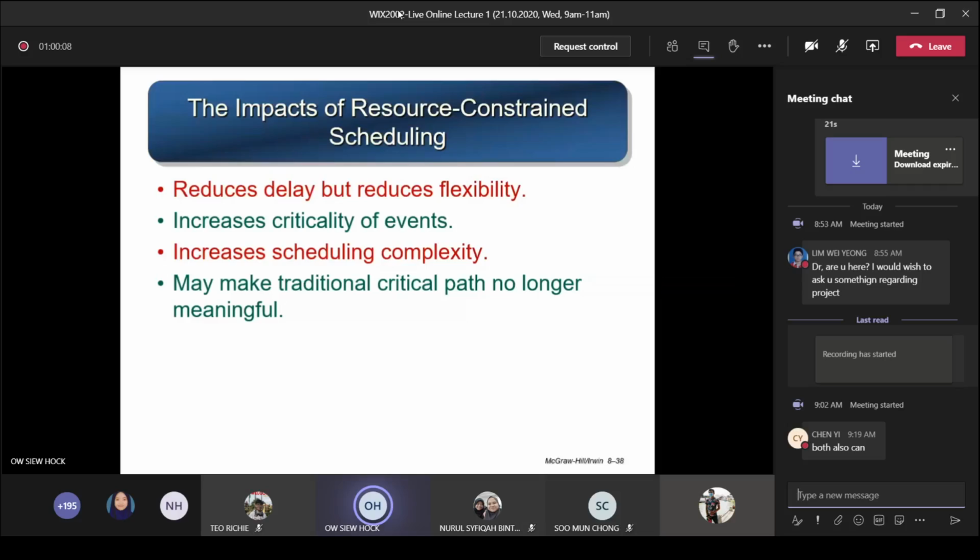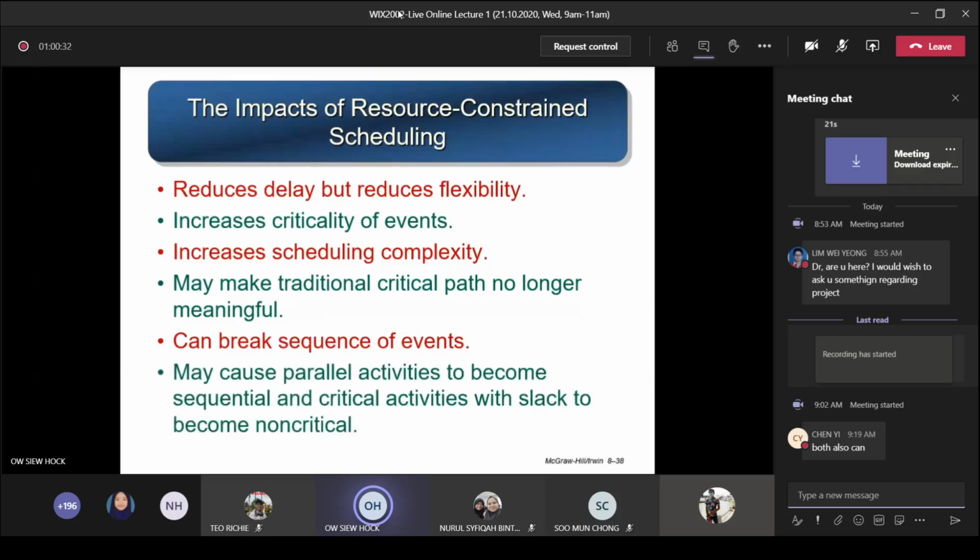And this may make the traditional critical path no longer meaningful. So originally it was 2, 5, 9, 13. Now it's changed, become 2, 3, 9, 13. And then it's not a continuous path. It's just activities. So you can see it can break the sequence of events. Originally it was connected. Now it does not follow the same sequence, it becomes another type of sequence. It breaks the sequence. The path is no more in the sequence.